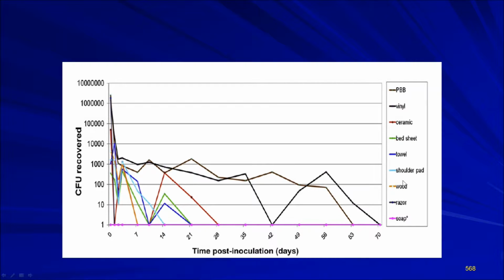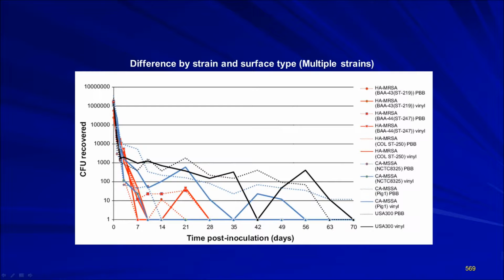They're not necessarily smooth, they're not polished, they have crevices. We look at something like plastic building blocks, or we look at vinyl, and we see that the MRSA survives for a much longer period of time, reaching up to 63 to 70 days, as opposed to some of these other objects where it's around a week or a little bit more than a week. So we see a great amount of variation from porous objects as opposed to non-porous objects. But even further than that, we see variation by specific strain.